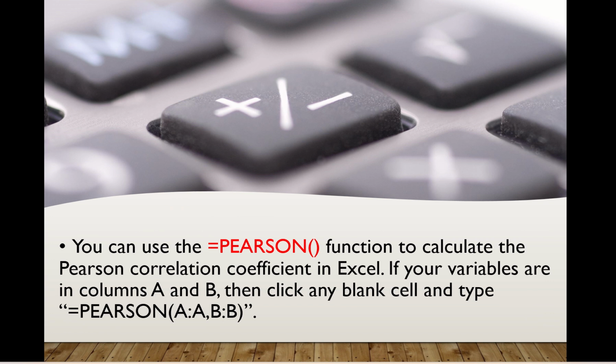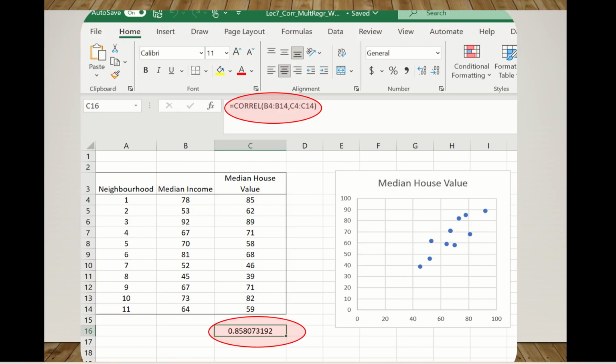If you're going to use Excel, you can simply use the expression PEARSON, and then you put in your two arrays of data, your X and your Y, your A column versus your B column, and that'll give you your correlation coefficient. So you can either use the Pearson function, or in Excel you can also use the CORREL function. It'll give you the same result.